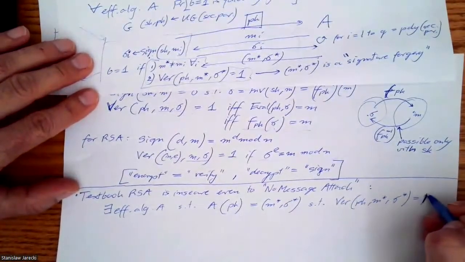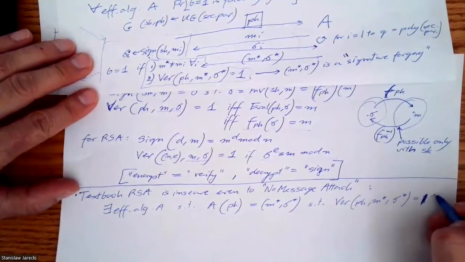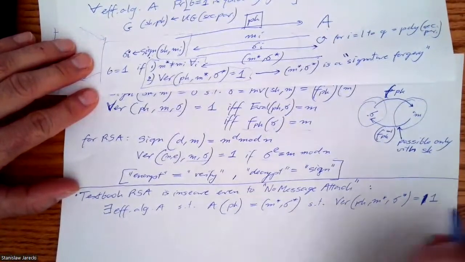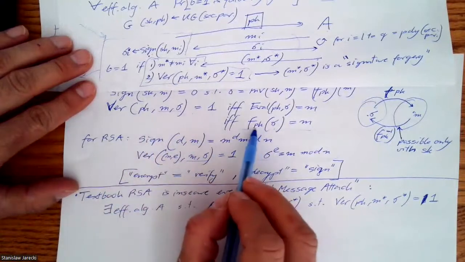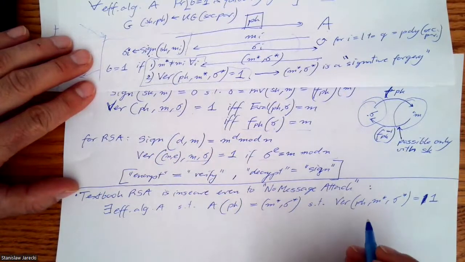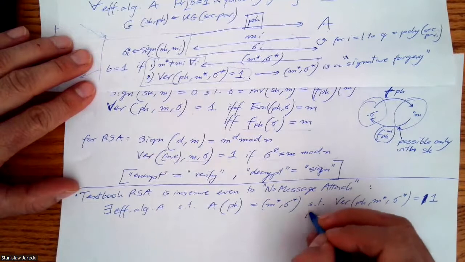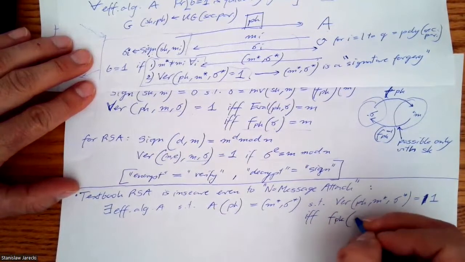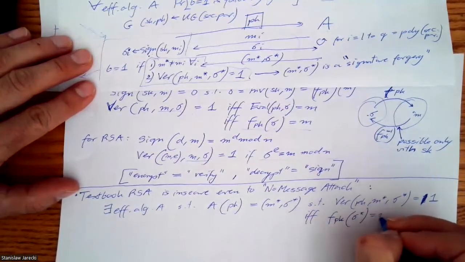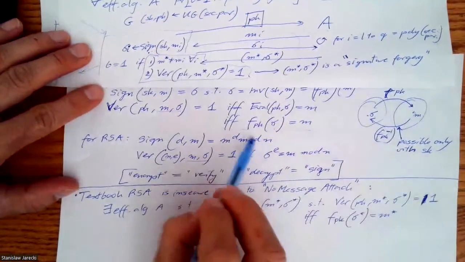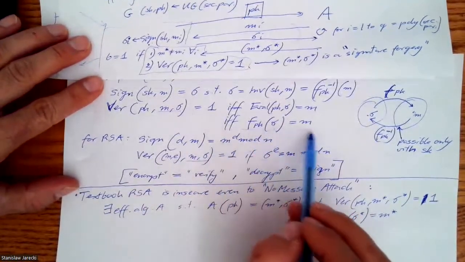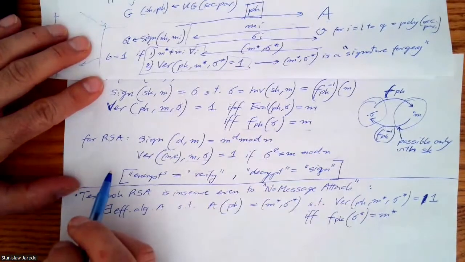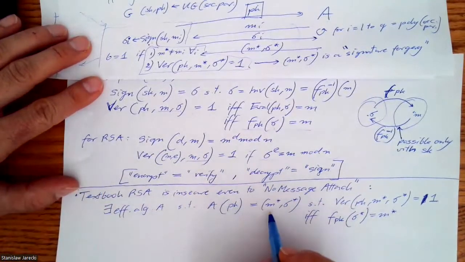So what has to happen for the verification to output 1? This is the same as saying that the evaluation of this public key function on sigma star is M star. You see, this is how we constructed the signature scheme. This is the verification. So it's absolutely trivial to create such a pair.